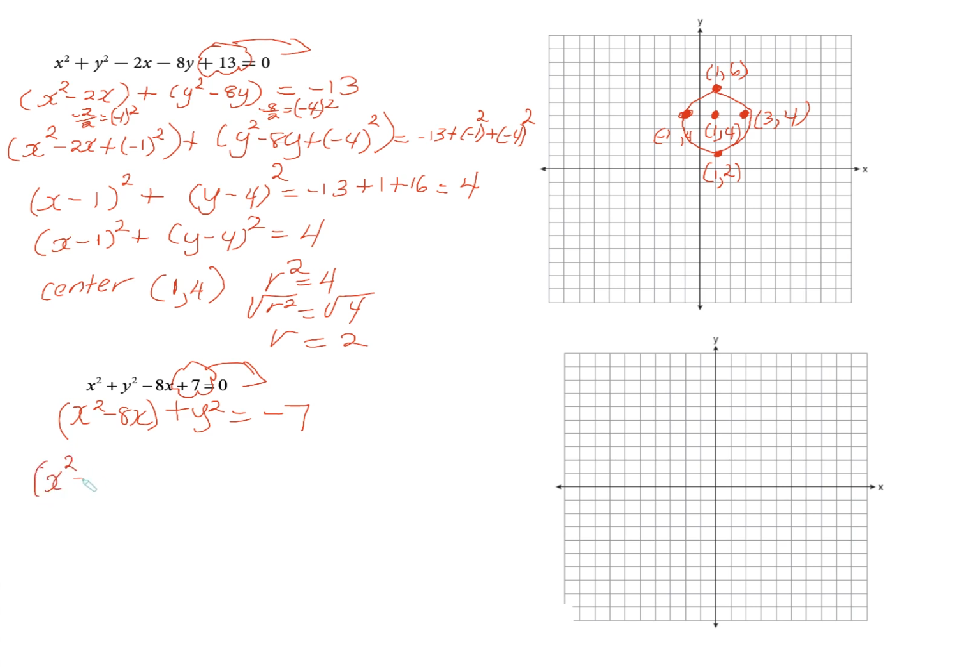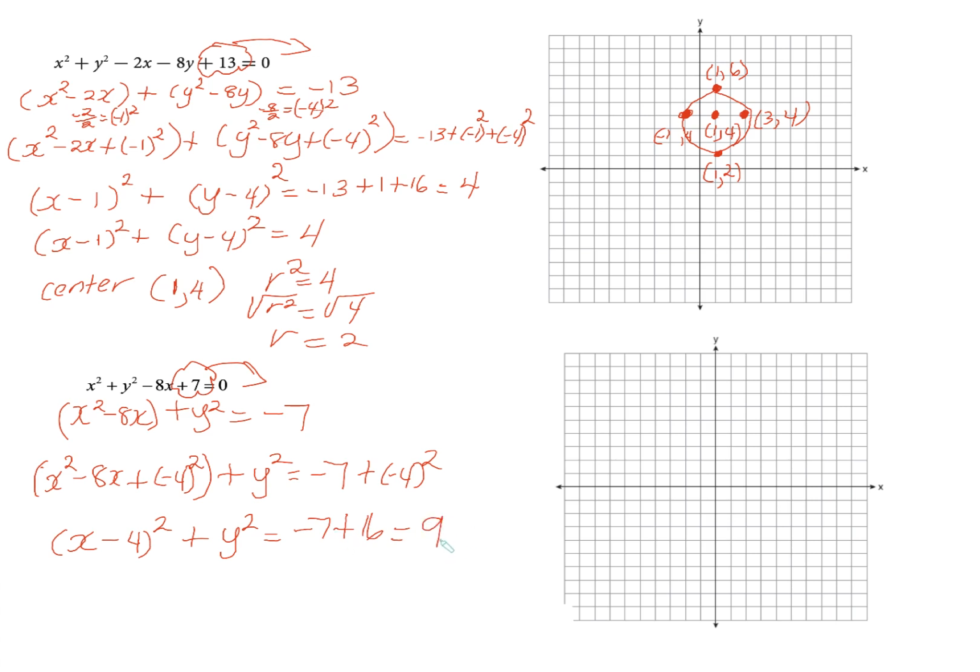So this will be x squared minus 8x plus, now half of negative 8 is negative 4, which I'm going to square, plus y squared. Can't complete the square just for one variable. And then this will be minus 7, and the only thing I added to the left was the negative 4 squared. Now, when I factor, I have x minus 4 all squared plus y squared equals negative 7 plus 16. I add that, I'm going to get 9. So my standard equation is x minus 4 all squared plus y squared equals 9.